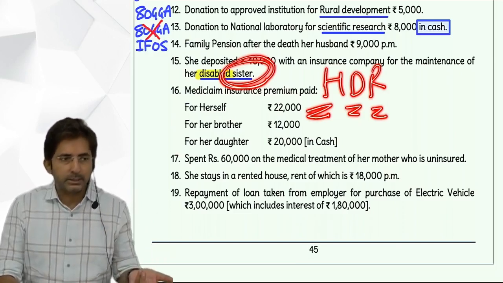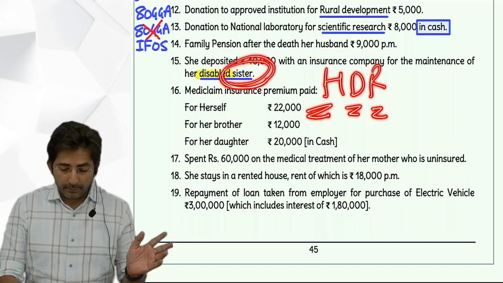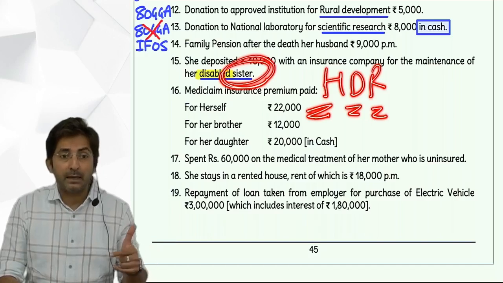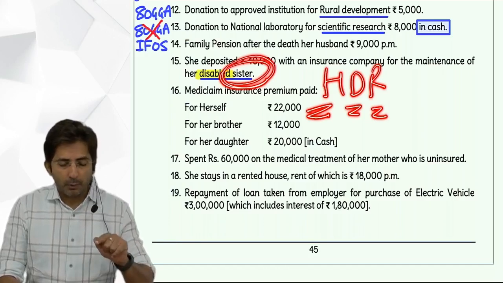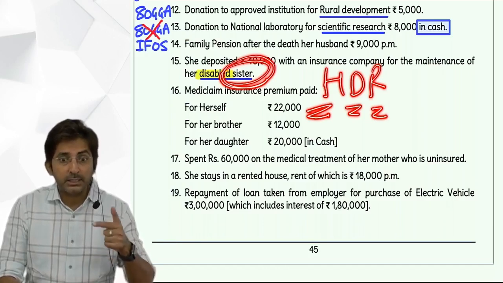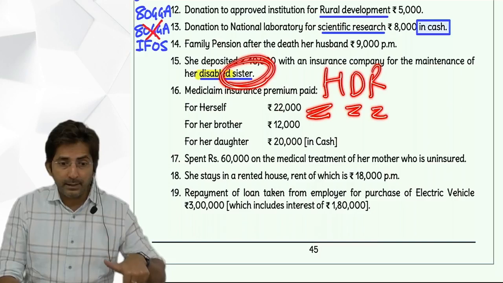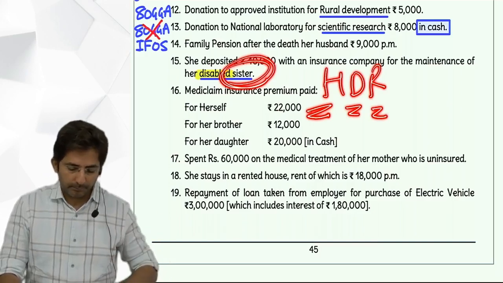So we are assuming the sister is dependent. But for HDR, what is our relative? Is she a relative? Who is a relative over here? Spouse, children, parents, brothers, sisters. Sister falls in relative, so it is allowed.